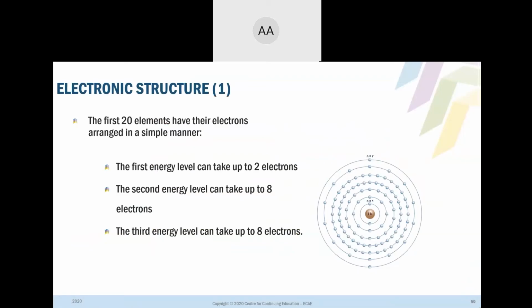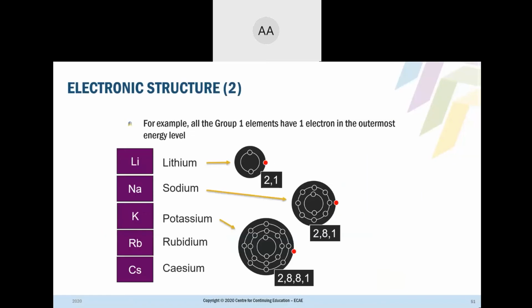So the first 20 elements have their electrons arranged in a very simple manner. The first energy level can take up to 2 electrons, the second energy level can take up to 8 electrons, and the third energy level can take up to 8 electrons. Basic chemistry that we're all familiar with. And then let's have a look at this electron structure in a little bit more detail.